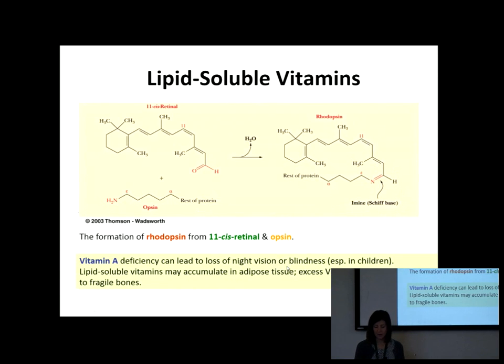If we do not have enough vitamin A, you can go blind. I think I had a neighbor growing up that couldn't see at night. And she had a terrible, terrible diet. So I'm thinking that she did not have enough vitamin A. And again, vitamins may accumulate in fat tissue.